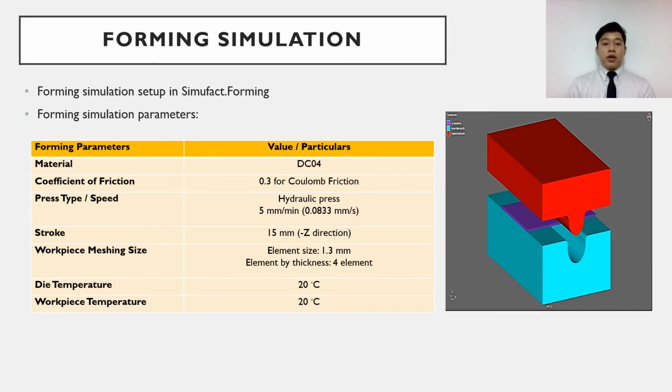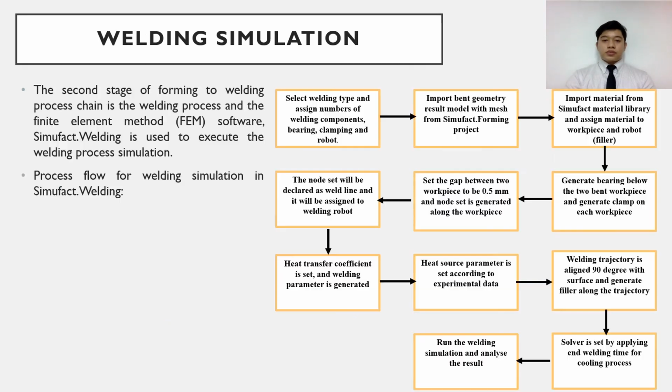So the forming simulation parameters are as below. For the coefficient of friction, 0.3 Coulomb friction is used, and the hydraulic press is set at 5mm per minute speed for a 15mm stroke. For the mesh modeling of the workpiece, 1.3mm element size is used, and the 2mm thickness is divided into 4 elements. And then the die and workpiece temperature is set at 20 degrees Celsius.